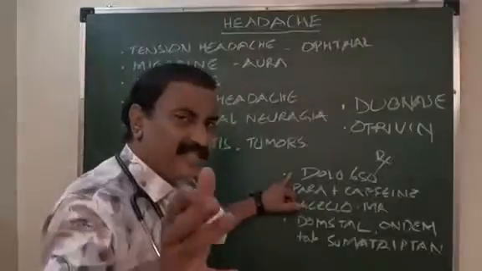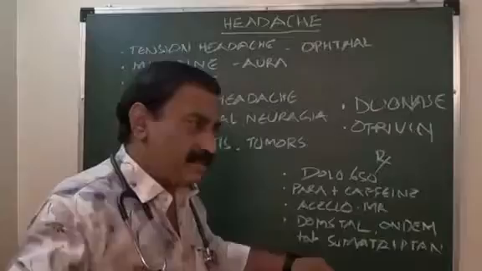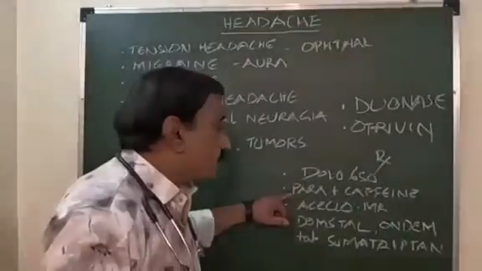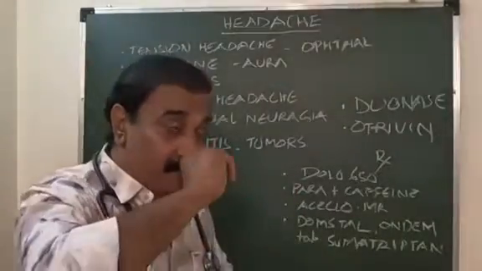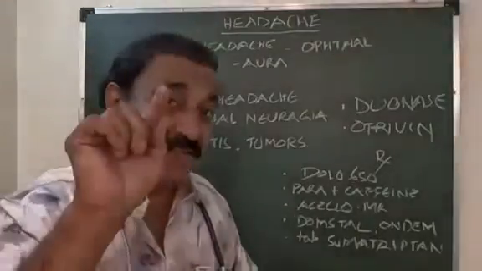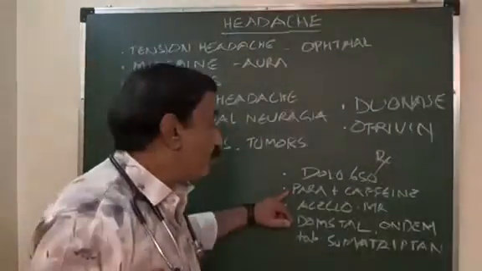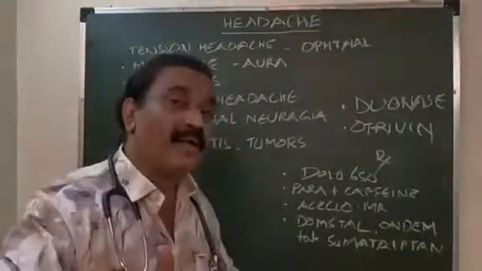So what are the medicines you must keep at home? Dolo 650, that is paracetamol. Paracetamol with caffeine. If you get relief with these, it's okay. Paracetamol with caffeine, we used to get a tablet called Crocin pain relief, a long tablet. You can take it, a very good tablet. Aceclo-MR is one more tablet.